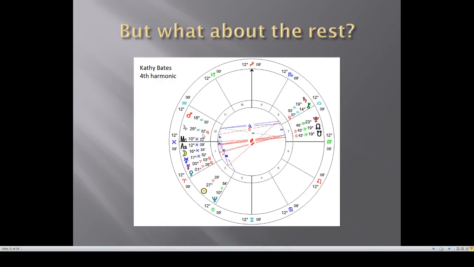So, what about the other aspects in the chart? We know what conjunctions mean in a fourth harmonic. They're either a conjunction, an opposition, or a square in the base chart. But what about the rest? Do the sextiles have significance? Do the oppositions have significance? How about the sesquiquadrates? Well, I would say yes, they do.